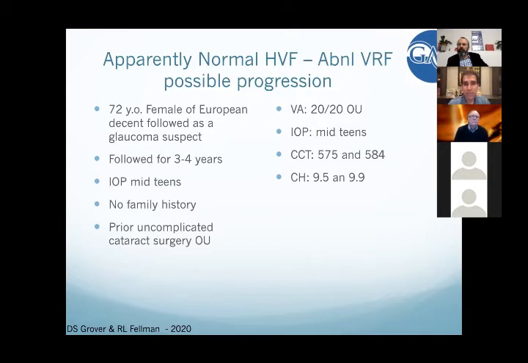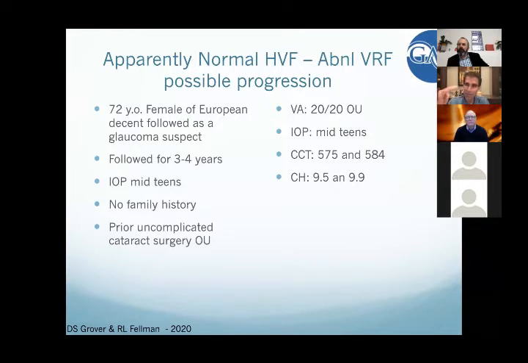So here's the first example of what I just said. It's a 72-year-old female of European descent. I've been following her as a glaucoma suspect for several years. Her IOPs have been in the mid-teens. No family history. She's pseudophakic. Vision's great. Slightly thicker than average corneas. And her corneal hysteresis is 9.5 and 9.9.